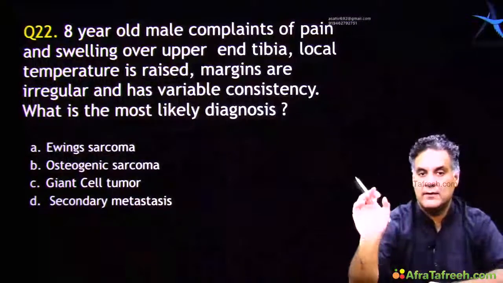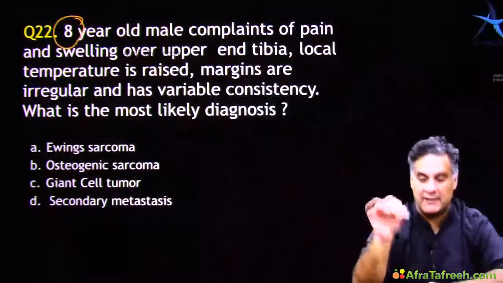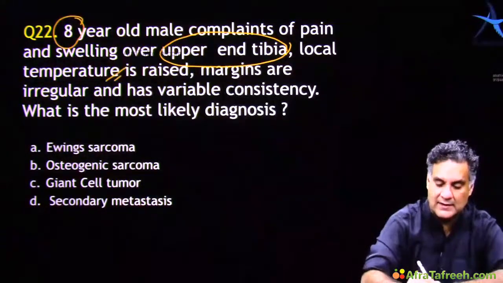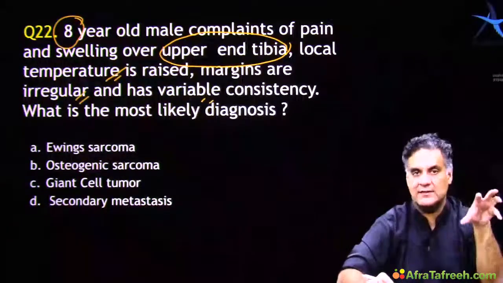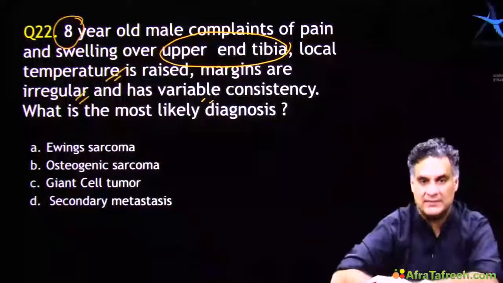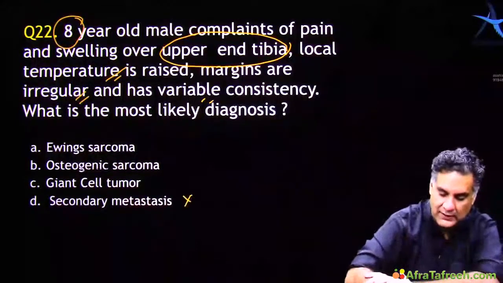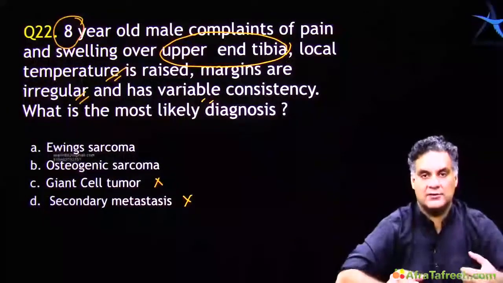8-year-old boy, first decade of life, complains of pain and swelling of upper end tibia. Local temperature raised. Margins are irregular, variable consistency. Irregular margins and variable consistency mean it's an aggressive lesion like a malignancy. 8-year-old, you won't think of mets because it's more than 40. GCT, you won't think because it's usually between 20 to 40. So you have Ewing's and osteogenic sarcoma.